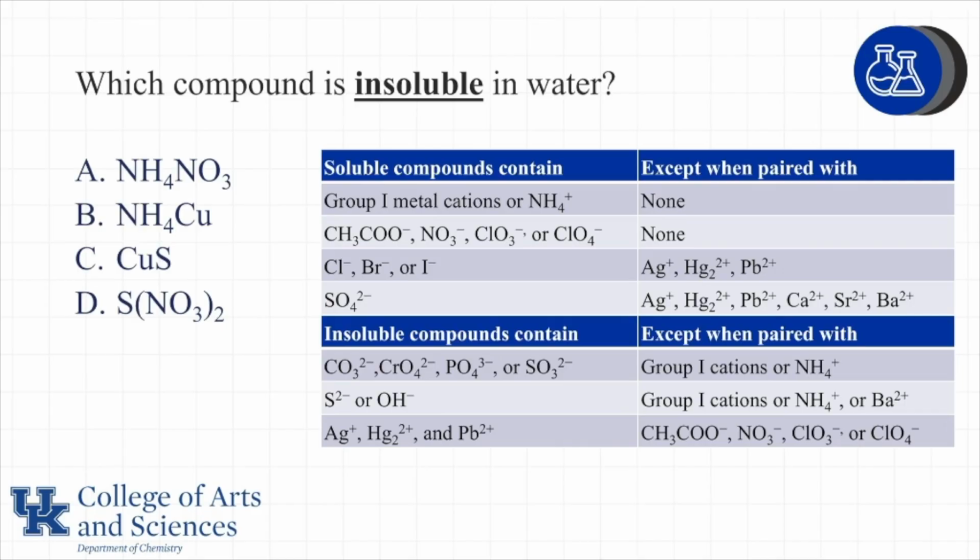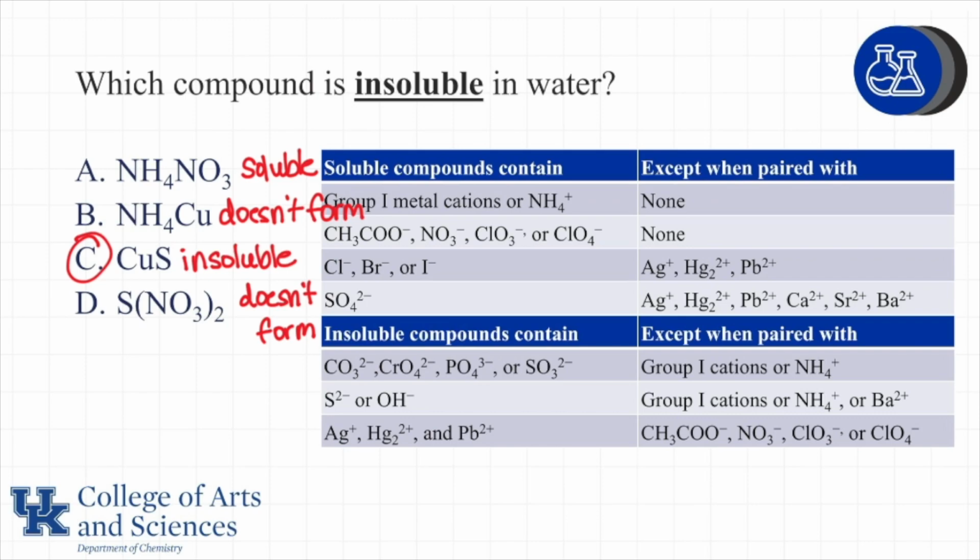Which compound is insoluble in water? NH4NO3 contains two ions, which have no exceptions in the solubility rules, therefore it is a soluble compound. Ammonium copper doesn't form because that's two cations coming together. Copper sulfide is insoluble in water. Sulfides are generally insoluble compounds, and copper is not one of the exceptions. Sulfide and nitrate do not form a compound because they are both anions and will not bond together. Therefore, C is the insoluble compound.